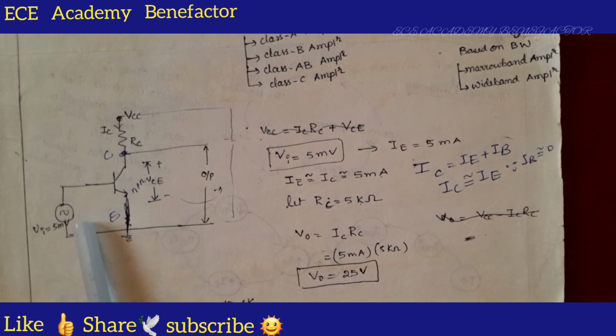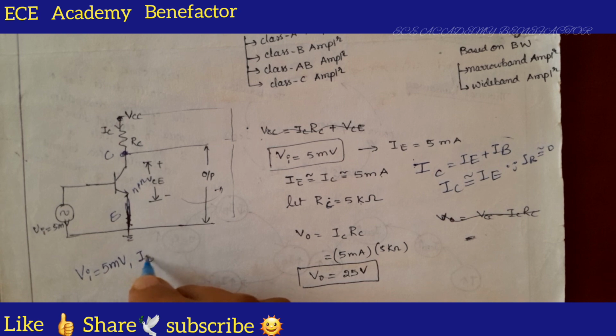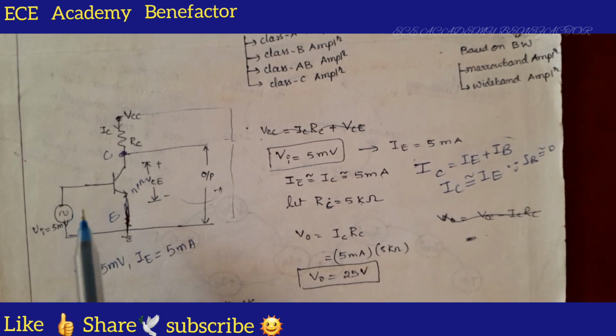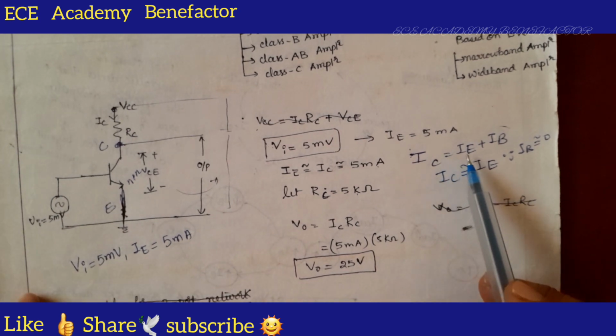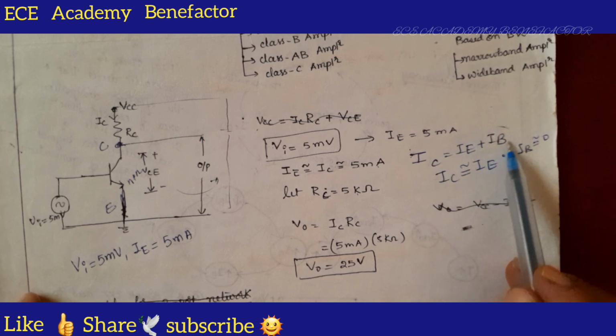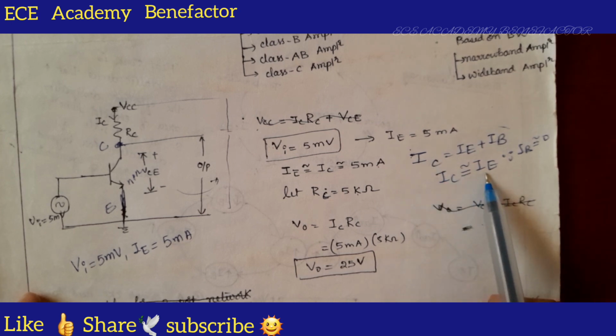Here let us assume that an input of 5 millivolts is given, and due to this 5 millivolt signal an emitter current of 5 milliamperes is flowing. We know the equation of IC: IC is equal to IE plus IB. IB is the base current which is very negligible. So, we can approximate IC to IE.